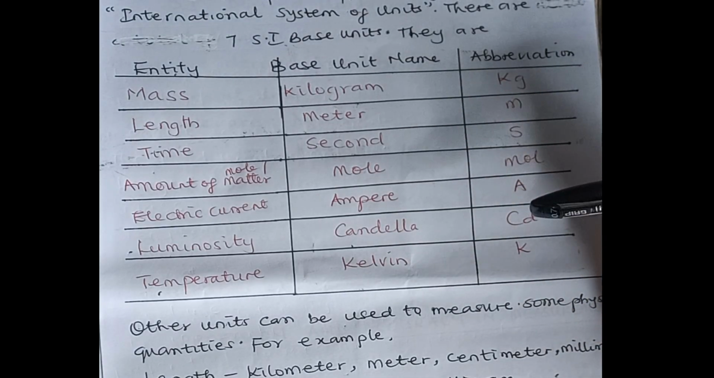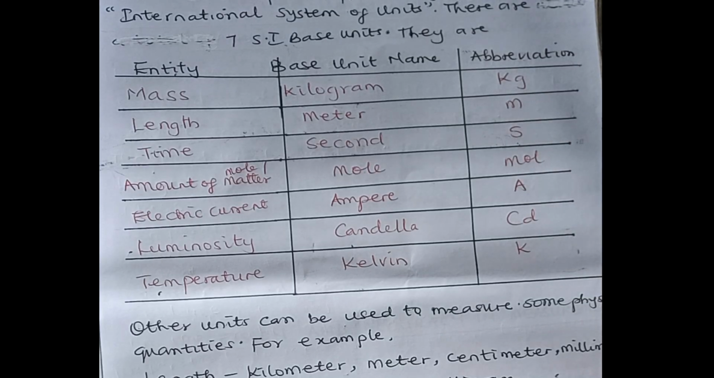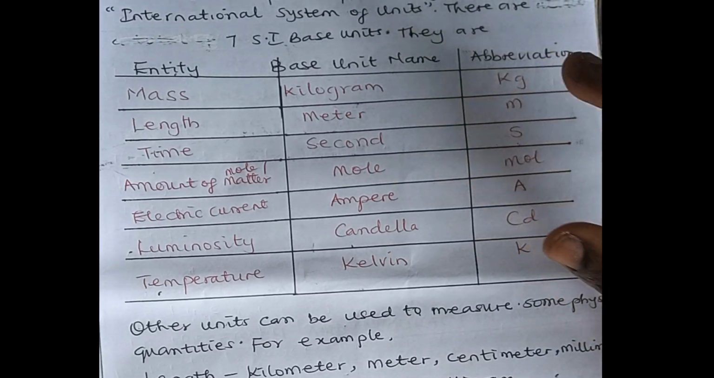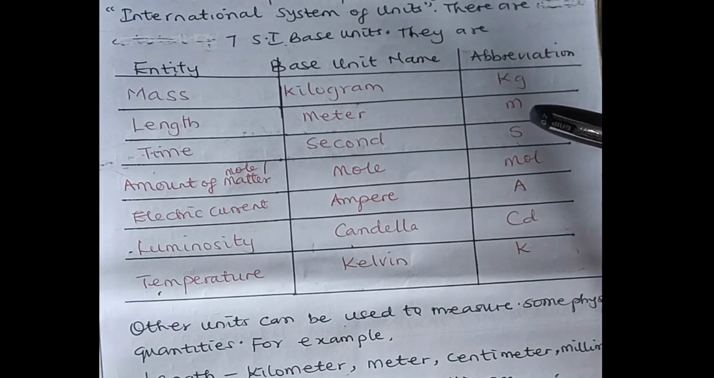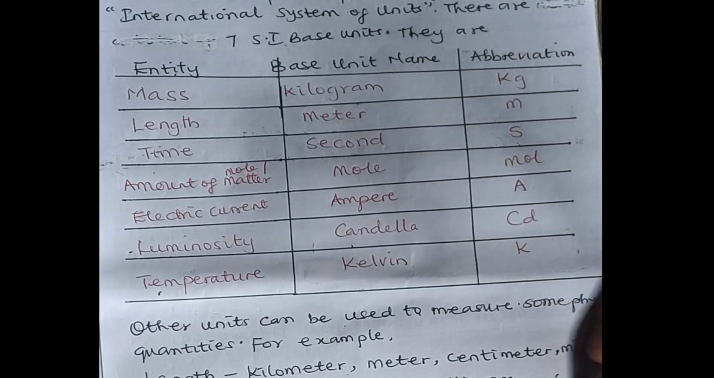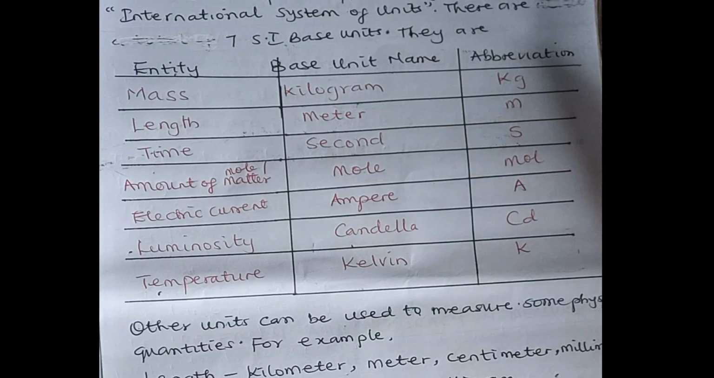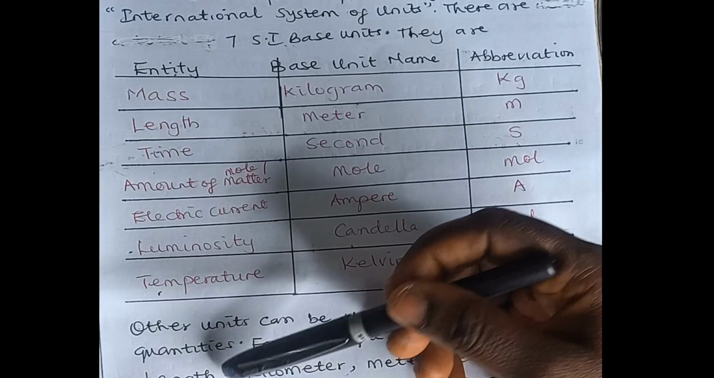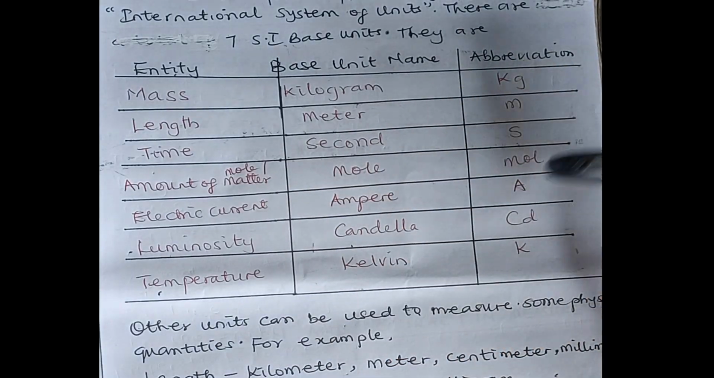So other units have also been derived from these 7 fundamental or basic units. Those units are called derived units. We get them from the fundamental units. Now, for instance, if you want to measure length, we no longer use only kilometer.